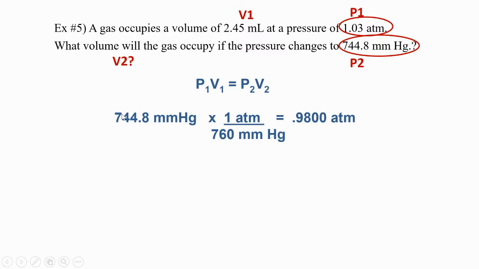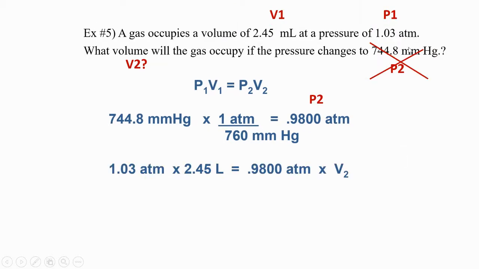Basically, I write down the starting value with its unit. That unit goes on the bottom. The new unit goes on top. From your reference page, you can see that 1 atmosphere equals that many millimeters of mercury. 744.8 divided by 750 is 0.9800. So I'm not going to use that pressure in millimeters. My P2 is going to be entered in atmospheres.